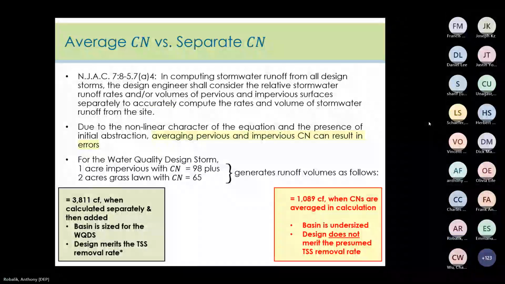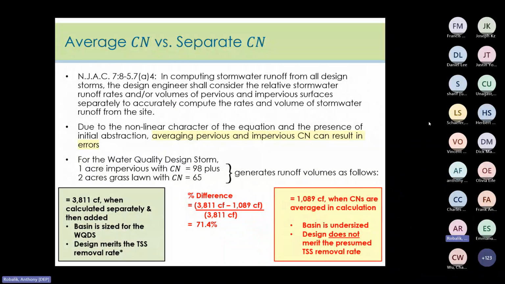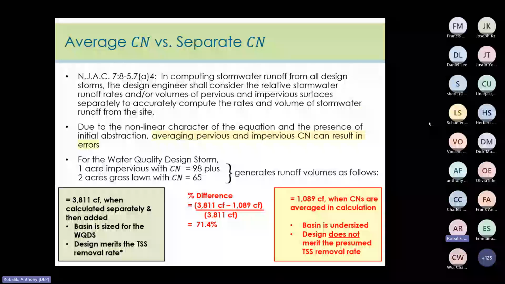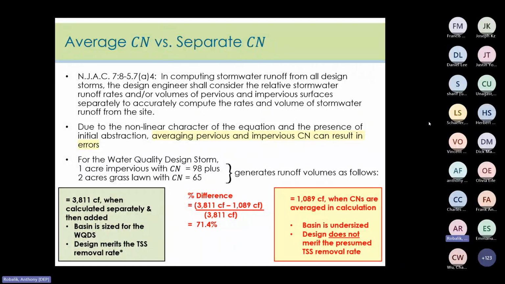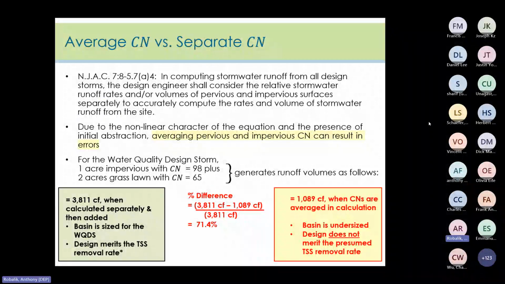For example, if we analyze a site with 1 acre of impervious with a CN of 98 and 2 acres of grass lawn with a CN of 65, for the water quality design storm, using a composite CN for the site would result in roughly 70% less runoff volume than if the volumes were calculated separately for pervious and impervious areas. So using a composite CN means the BMP is likely going to be undersized for the smaller storms, including the water quality design storm. And when that happens, the BMP does not merit the pre-approved rating for TSS removal.